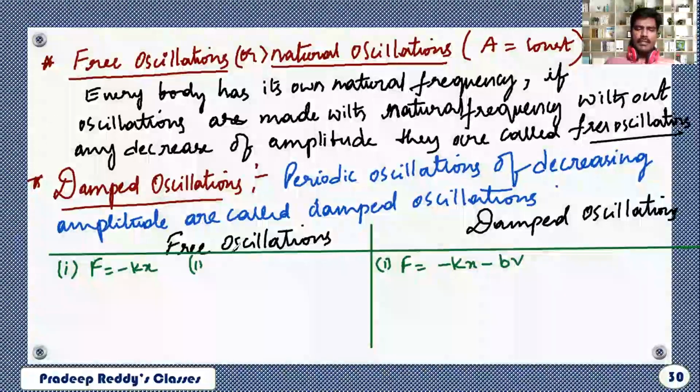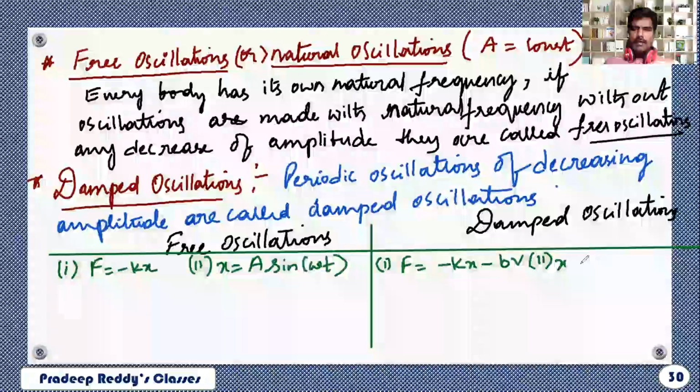And the second equation: in case of free oscillations, we can write x is equal to A sine of omega t. But in case of damped oscillations, you can write x is equal to A naught e power minus b by 2m into t, into cos of omega dash t.